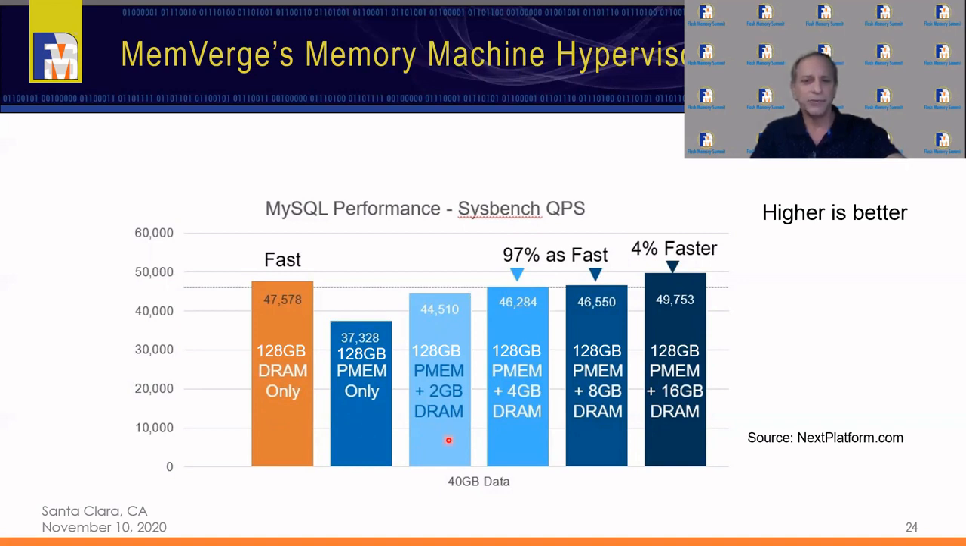Surprisingly, adding just 2 gigabytes of DRAM to the 128 gigabytes of PMEM adds a big increase in performance. Doubling that to 4 gets us almost to parity with the all DRAM solution, and going up to 16 gigabytes of DRAM with 128 gigabytes of PMEM actually beats the all DRAM homogeneous memory solution. Asking Memverge how they're able to do that would be a great question for their Q&A.